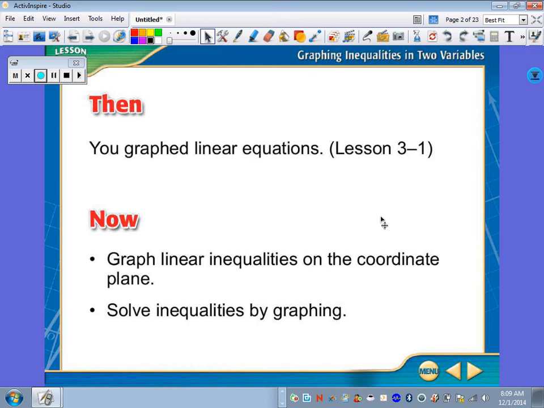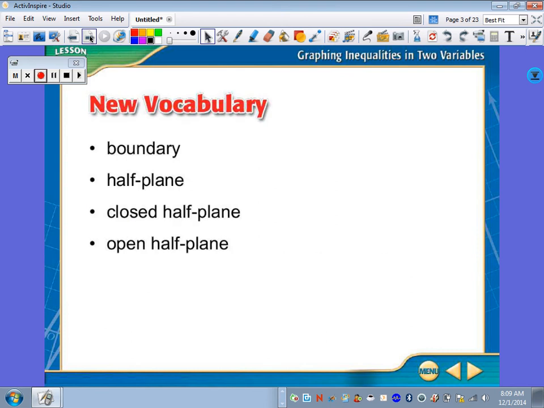Now here's some of the vocabulary we're going to be talking about. Boundary, a half plane, a closed half plane, and an open half plane. I'll be honest, I personally do not use the terminology half planes, but I do use open and closed, and that makes sense considering that we have solved inequalities, and you know we had open and closed circles, so it's the same type of thing.